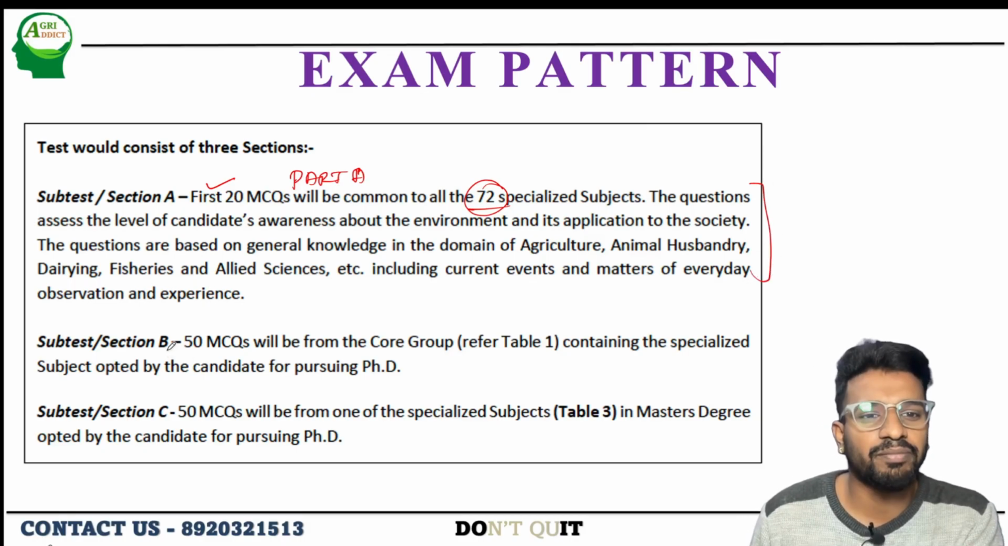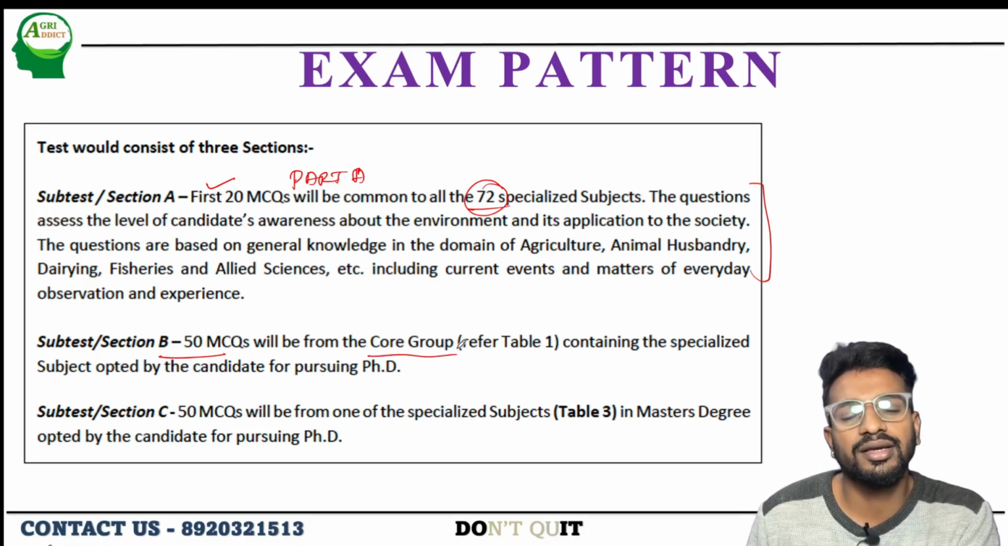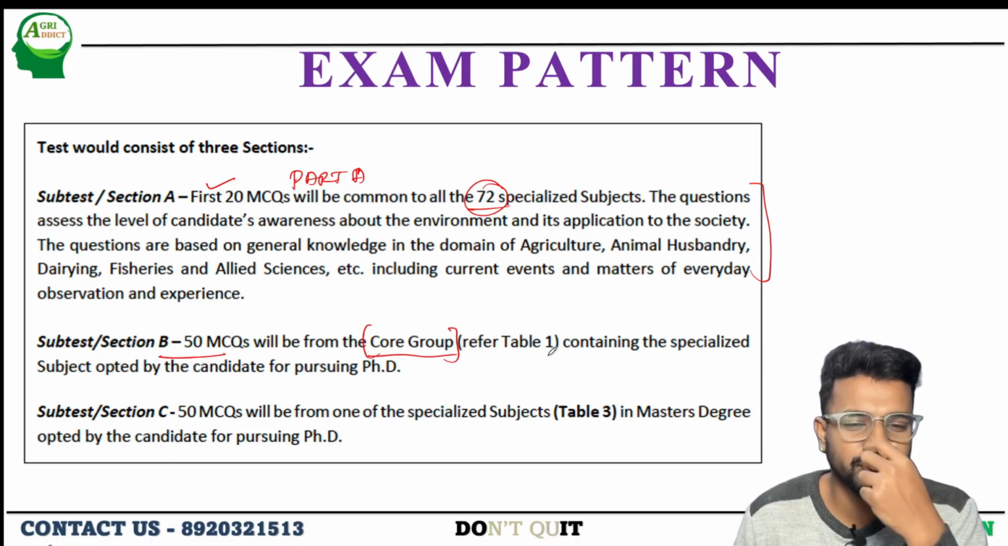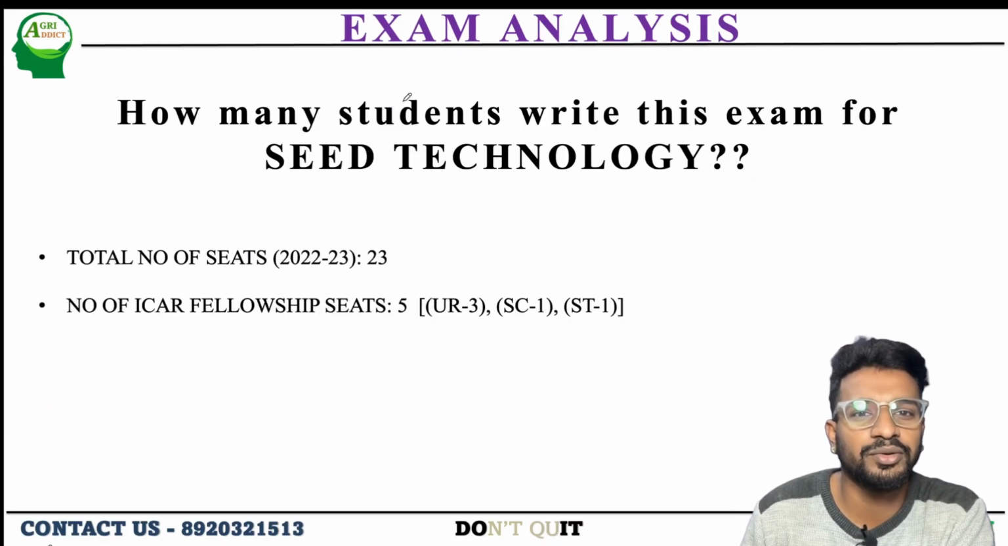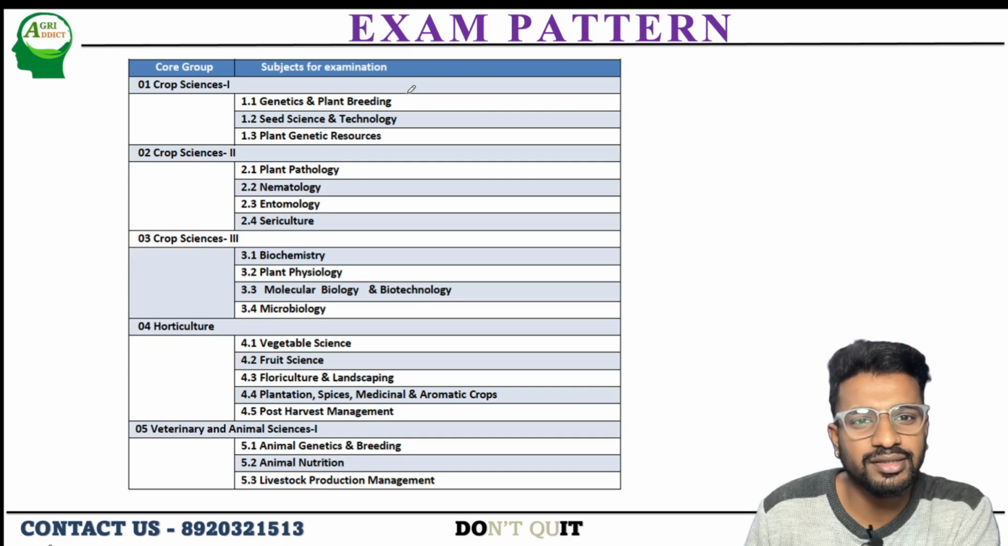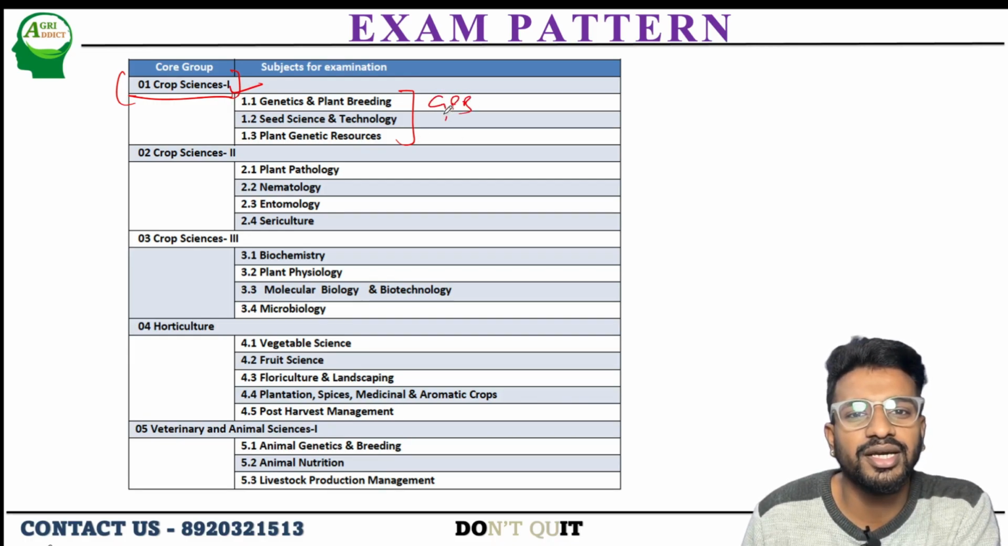It can be anything which is under part A. And for part B, there will be 50 MCQs. Here it is specific for the subject group which is named the core group. For seed science and technology, what are the subjects under the core group? The name of the core group is crop science 1, and it includes GPB, SST and PGR. So in part B, the 50 questions will be distributed among these 3 subjects.